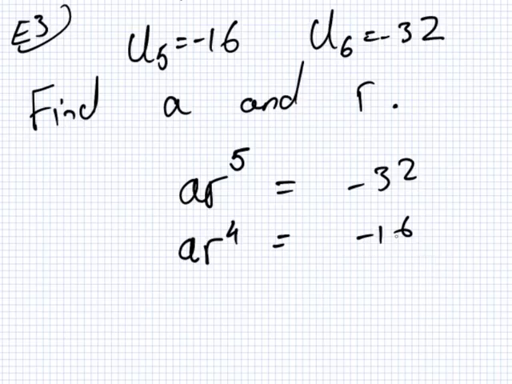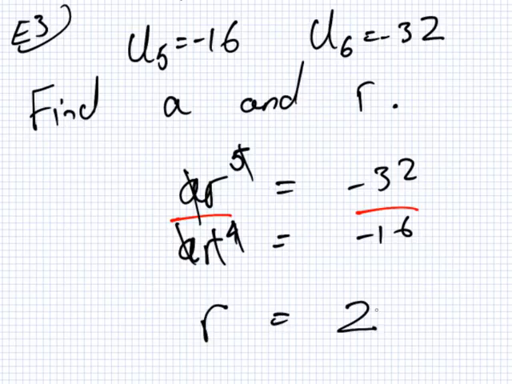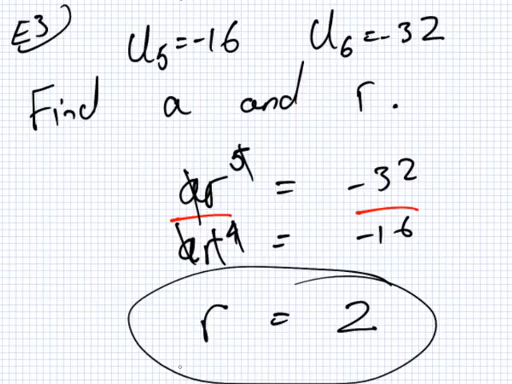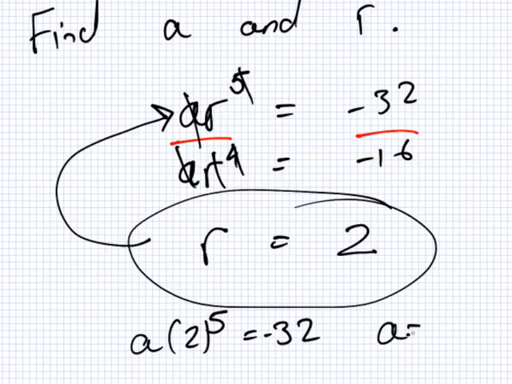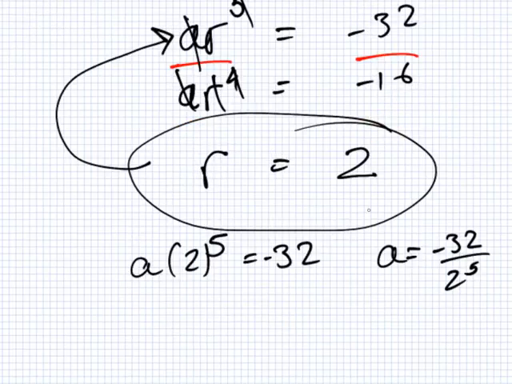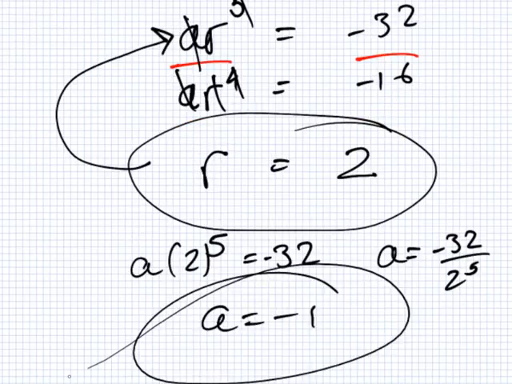Well, does anyone know? Divide, yeah. The trick is you divide both equations. So on the left, you end up with R, and on the right, you end up with 2. So that's the R. But that doesn't give us the A, so we sub it back in here, and we get A times 2 to the power 5 equals minus 32, so A is minus 32 over 2 to the power 5, which is minus 1. So A is minus 1, is the answer here.